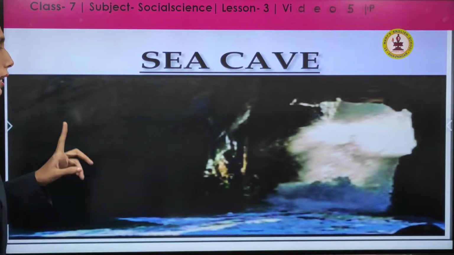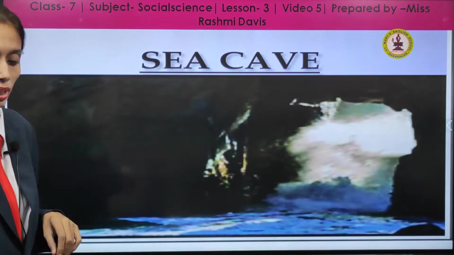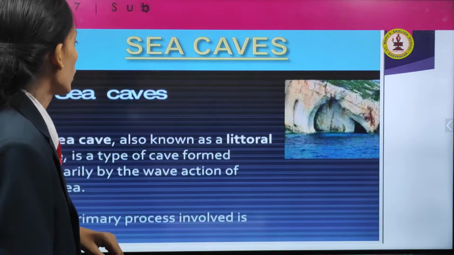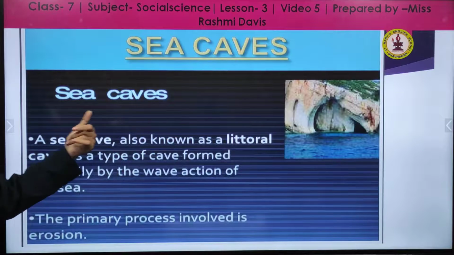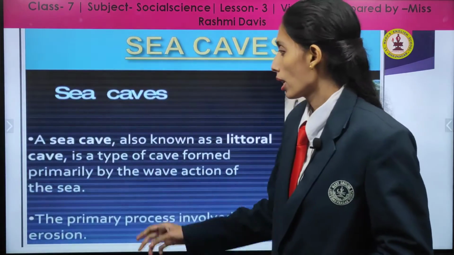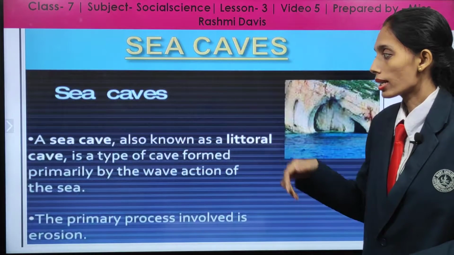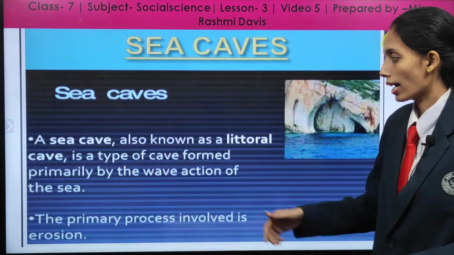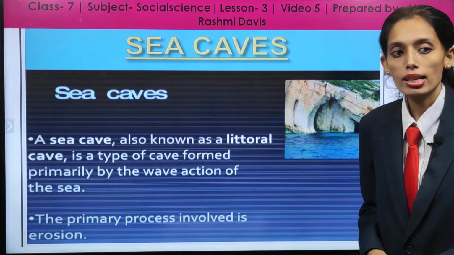The first one, sea cave. You can see the water gushing from this side and coming in. So this is a sea cave. Let's understand in detail. A sea cave, also known as a littoral cave, is a type of cave which is formed primarily by the wave action of the sea.